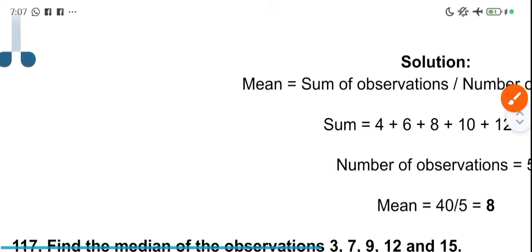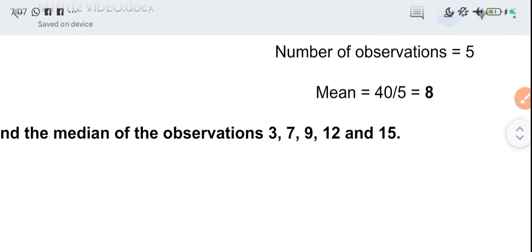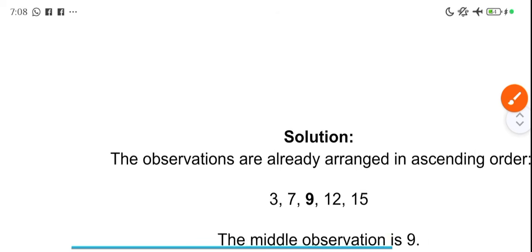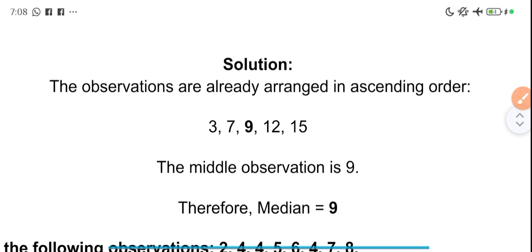Okay. Alright, so moving on, we are finding the mean of the observations. So it's very, very simple. Of course, the middle is 9. 9 is the mean. Okay, 9 is the mean. So there are solutions here, look at the solution here. The middle, therefore it's 9.